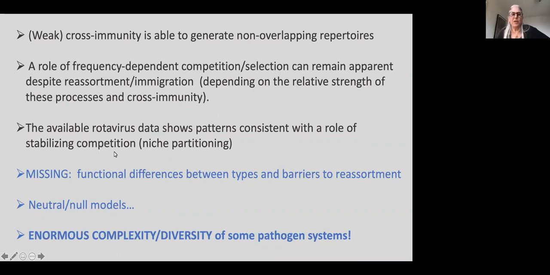But what are we missing? I would like to get to that tomorrow. I will not touch much on functional differences or barriers to reassortment. Essentially, how does this axis interact with the other axis in Chesson, which is a very interesting idea, but we haven't explored a lot. How do we compare the patterns to what we expect under neutrality, which is a very important question?